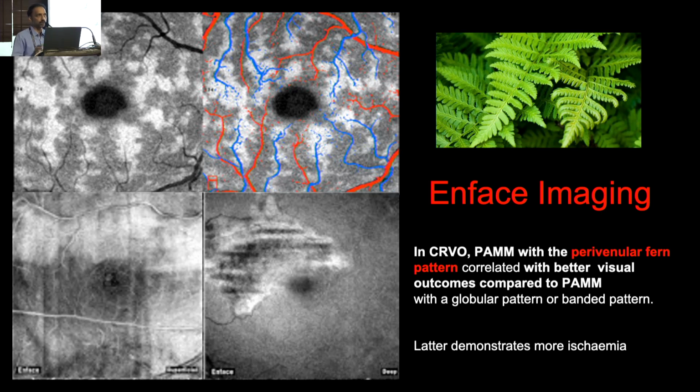Again, the en face OCT is also useful. Sometimes you see a fern leaf-like pattern. When you happen to see these patterns, these are better prognostic signs as against the globular pattern and the banded pattern that you see in the lower pictures.